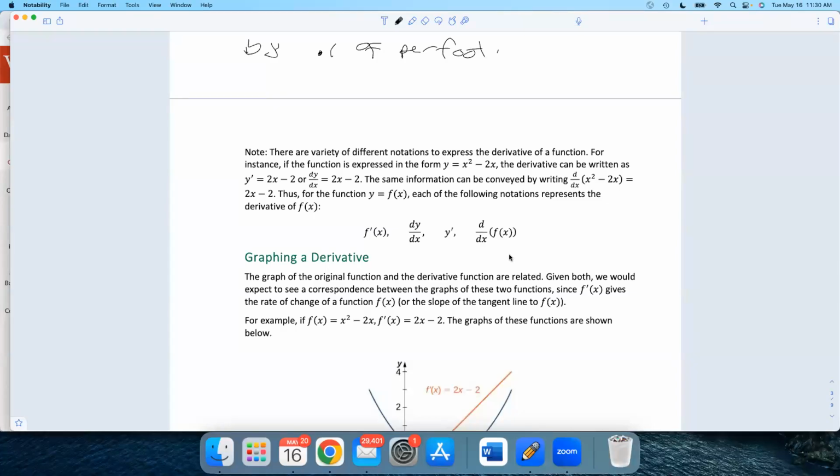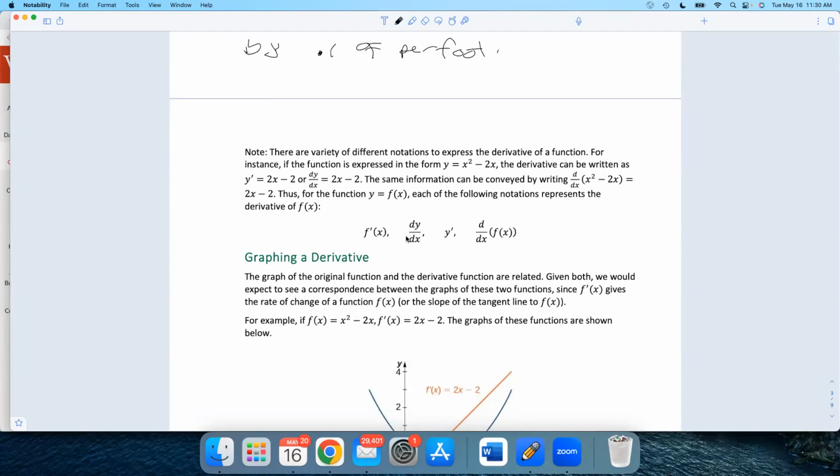Okay, this is just notation. There are a lot of different ways that we can write out a derivative. The most common, the way we're going to use most often during this semester, is what we call prime notation. That's what I've been using so far, writing out f prime of x.